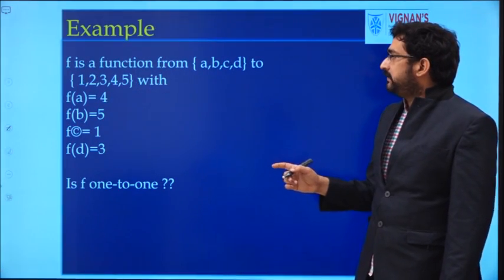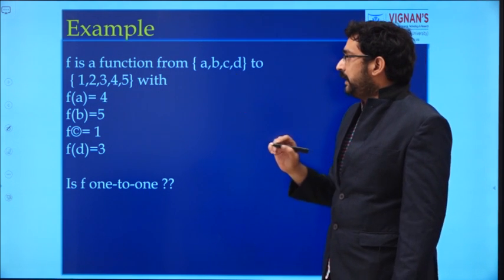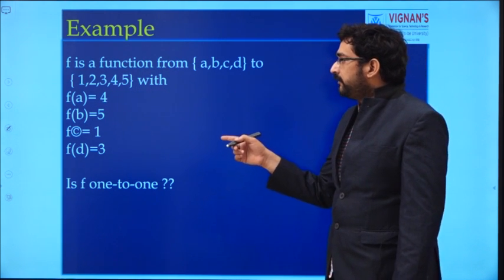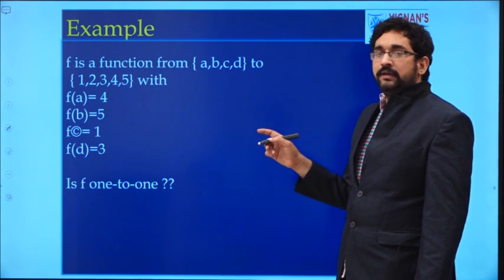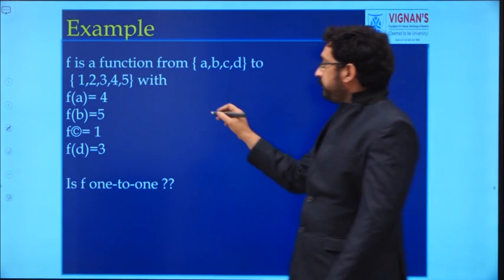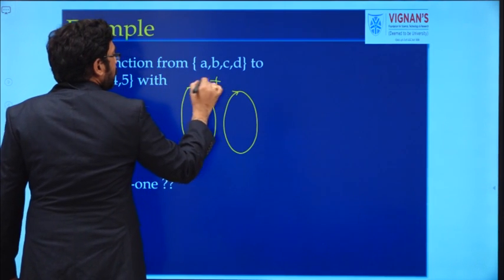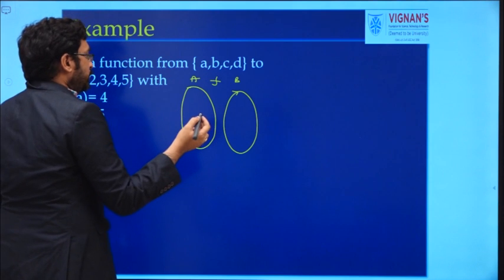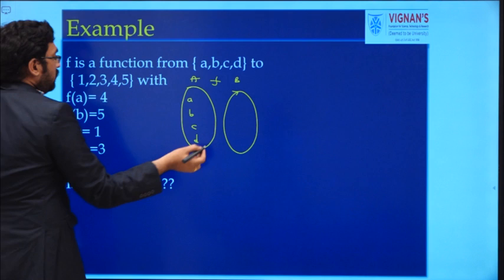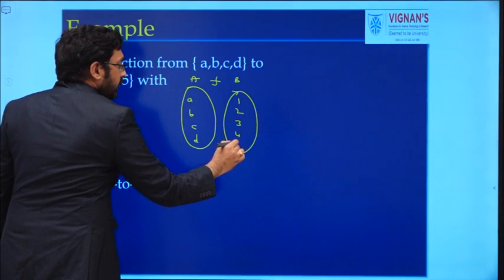Here one example is given. F is defined from set A, B, C, D to 1, 2, 3, 4, 5 with f of a equal to 4, f of b equal to 5, f of c equal to 1, f of d equal to 3. We have to check whether f is 1 to 1 or not. Using diagram also we can observe. So here f is a function from A to B. What is domain? A, B, C, D. What is codomain? 1, 2, 3, 4, 5.